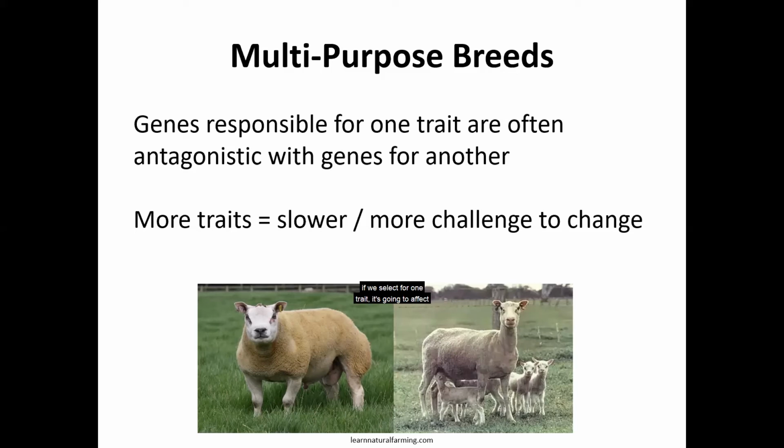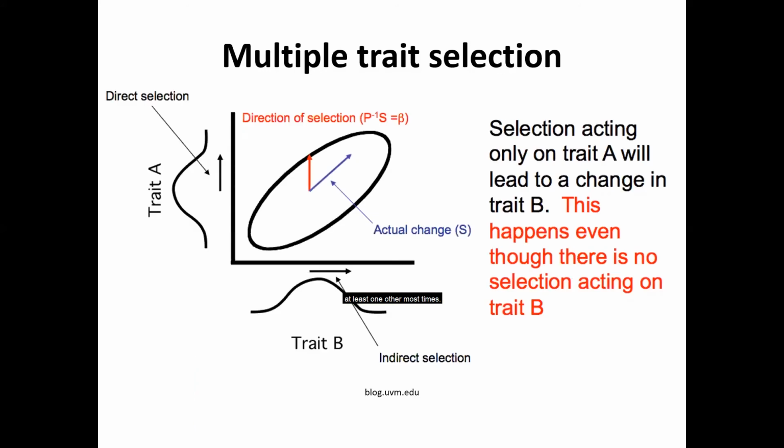And this is probably a complicated diagram, but to boil this down, it simply says if we select for one trait, it's going to affect at least one other most times because of linkages with genes that ultimately lead to correlations between traits. And so nothing happens in a vacuum, particularly when we're talking about multiple trait selection.